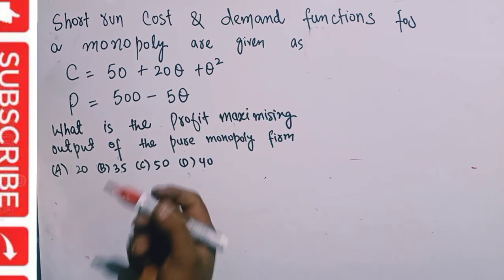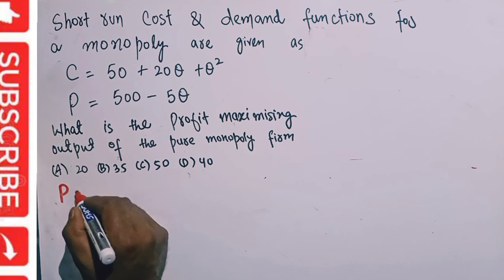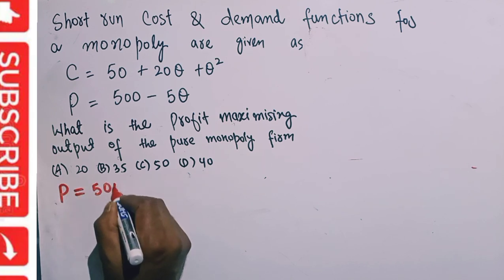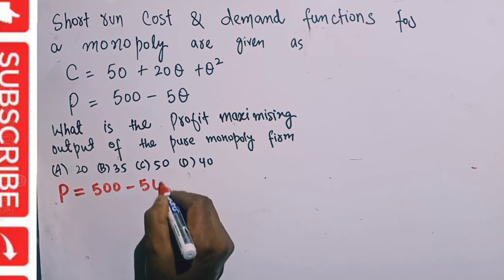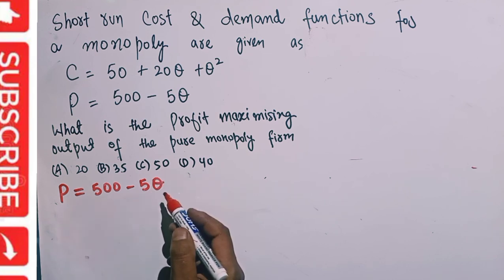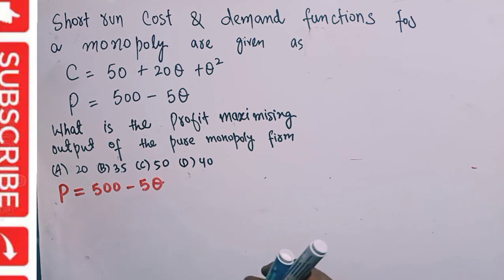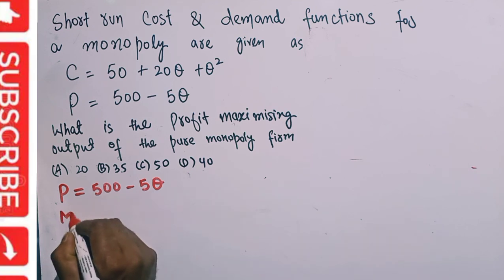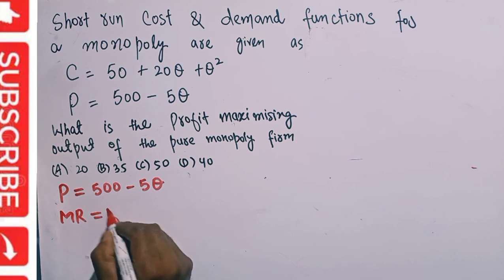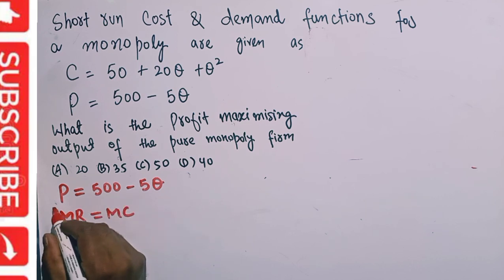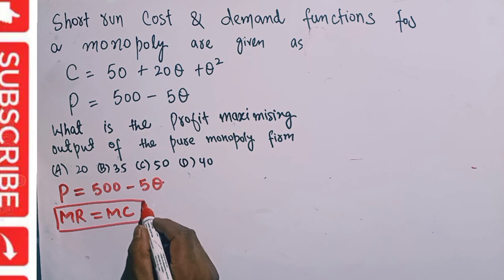Okay, so we are being given the inverse demand function P is equal to 500 minus 5q. To find out the profit maximizing condition, we require to equate the marginal revenue with the marginal cost. This condition must hold. So that means we have to find out the marginal revenue and marginal cost.